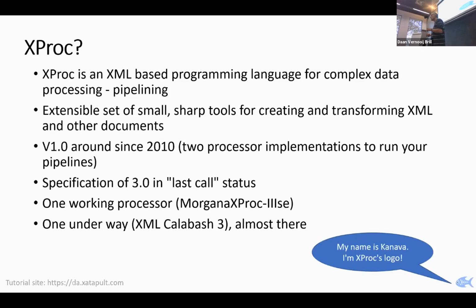There is one working processor, Morgana, which I ask you to install. And there is one on the way, which is the XML Calabash version 3 made by Norman Walsh. But he's almost there, but not quite yet. I saw a beta version online already, but it's not yet production ready. Anyway, Morgana is by Achim Berndzen, who is also a member of the XProc editing committee.